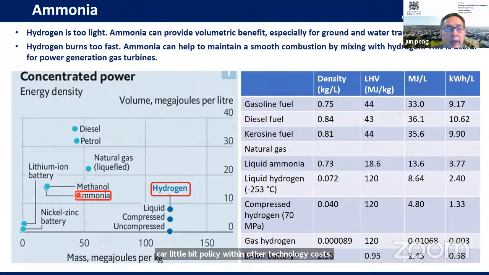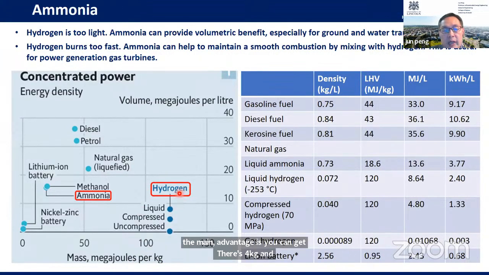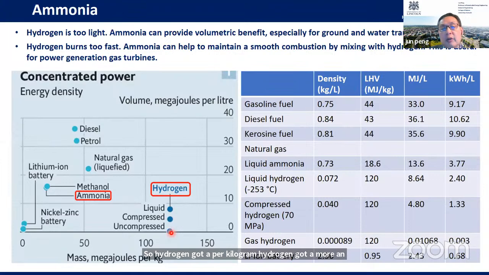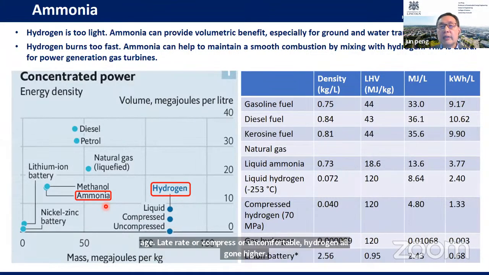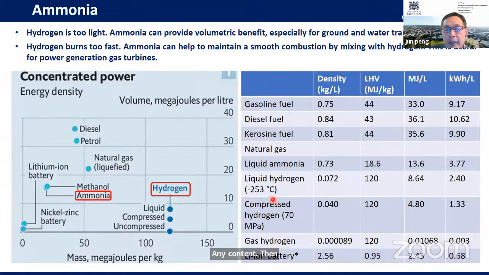Just to mention why we need ammonia. For per kilogram energy storage, ammonia is not an advantage. Hydrogen per kilogram has more energy. Liquid, compressed or uncompressed hydrogen all have higher energy content than ammonia. For hydrogen, per kilogram you can find 120 megajoules. Ammonia only has 18.6. That's hydrogen. But by volume, per liter, we can find the difference.